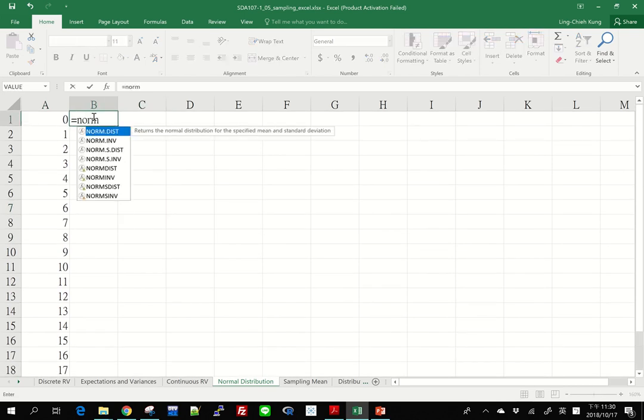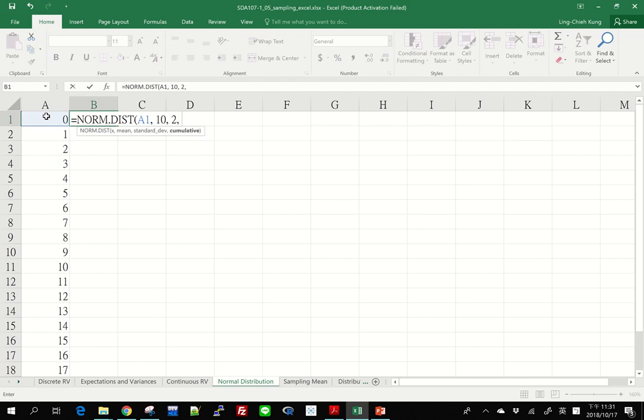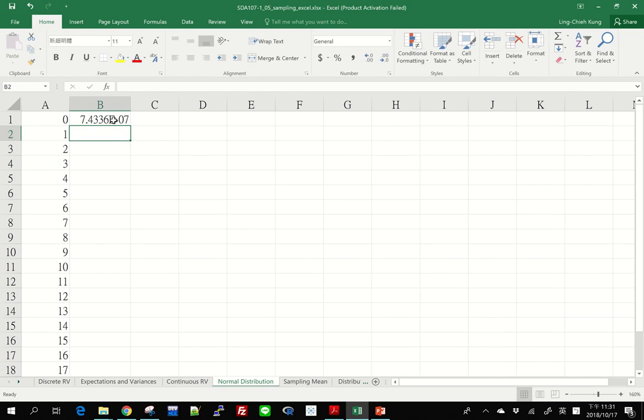For each value, I want to use this function, norm.dist. I want to ask, what's the PDF value, what's the probability density for 0 with respect to a normal random variable with mean 10, standard deviation 2. Now let's focus on the last argument, cumulative. If you want to get the cumulative distribution function, the CDF, put 1 here. If you put 0, meaning false, you want to get the probability mass function. Here it says mass, but anyway, it just means density. So I'm going to put 0 here, and that gives me a very small value.